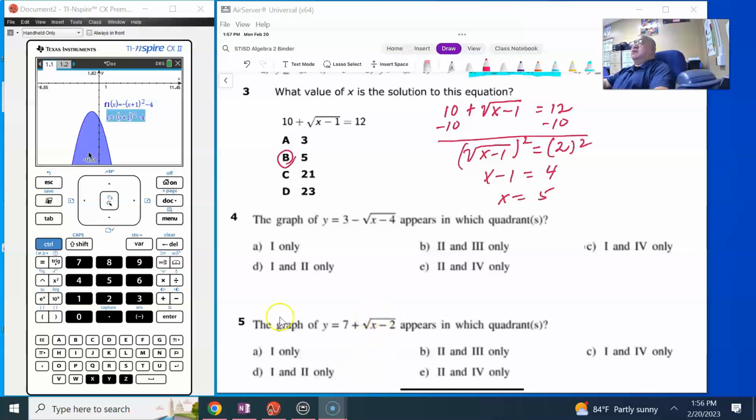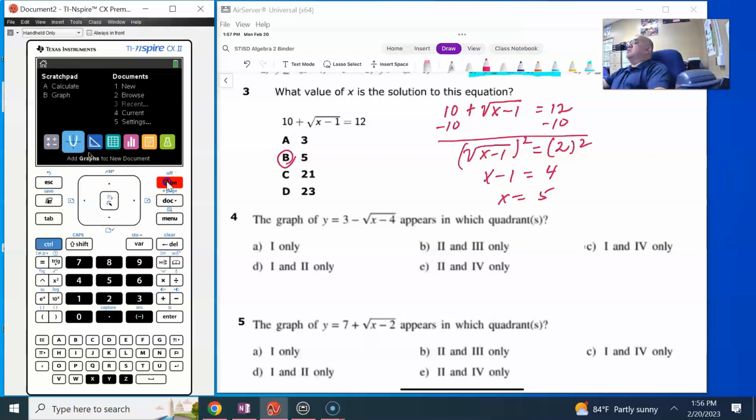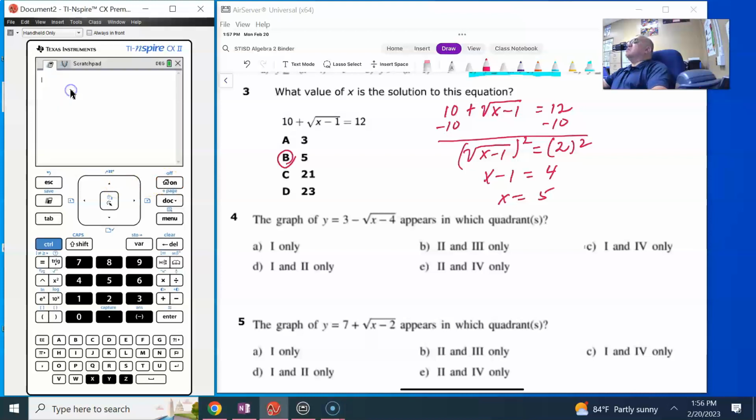And if you wanted to check this, all you would have to do is substitute. So we have 10 plus the square root of 5 minus 1. That's 12.